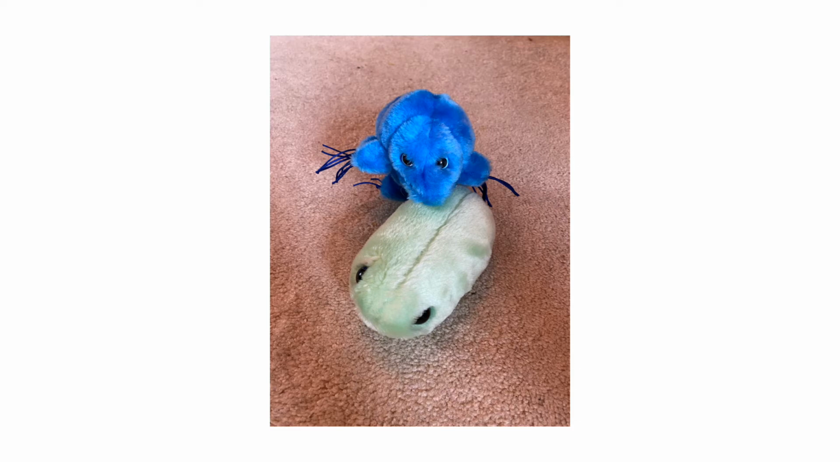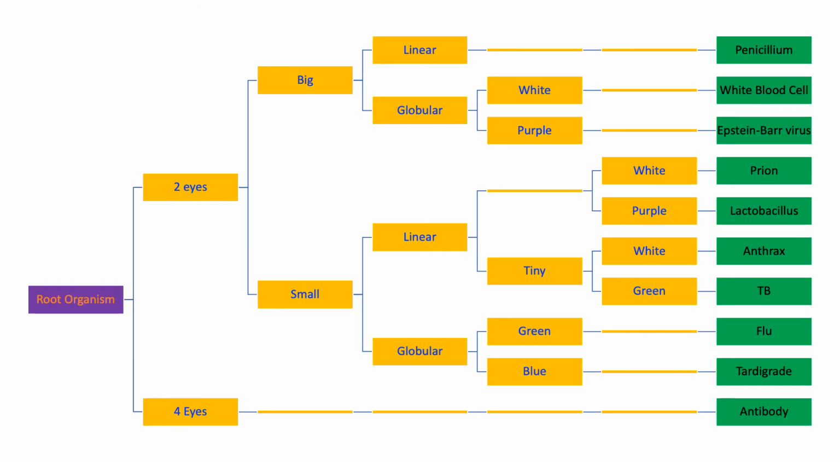Last but not least, we have the small and globular organisms. Again, we can divide them easily by color. Blue is a tardigrade and green is a phlox. And here is our finished phylogenetic tree. We can see that the antibody has not yet had any of the other branches.